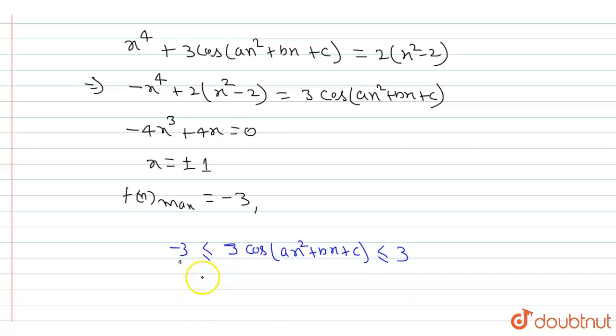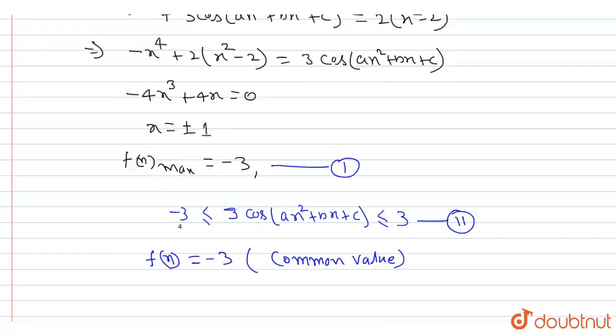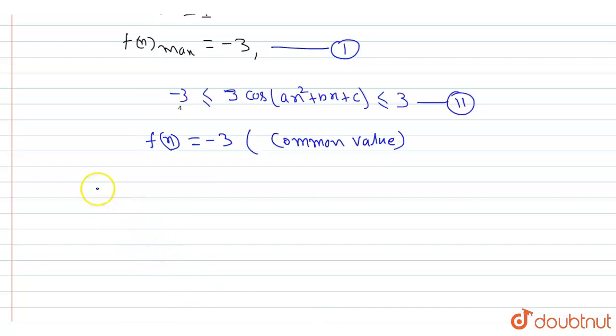From here we can see the common value from the first and second, this is the first and this is the second. So from first and second we can write the common value is equal to −3. So f(x) is equal to −3, the common value. Clear? Now f(x) equal to −3 means 3 cos(ax² + bx + c) is equal to −3.